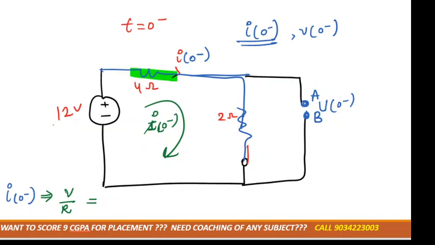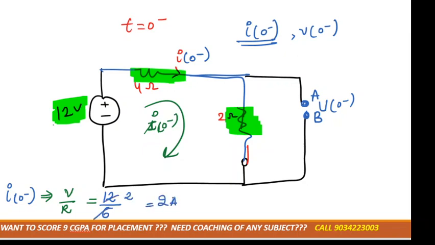V is how much here? That is 12 volt, right? And resistance is how much here? That is 2 ohm. So can we say that 12 divided by 4 plus 2, 6, right? That is equal to 2 ampere. Okay, got it? Then we have to calculate V of 0 minus, meaning V of A and B, right?